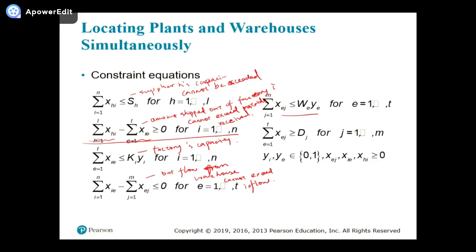Any questions? Yes. Suppose the constraint that the outflow from the warehouse is greater than the number of items from the factory to the warehouse. The XEJ is the outflow and XIE is the inflow. Oh, yes, you're right. This should be greater than or equal to 0. This is a typo. Thank you. Any other questions?